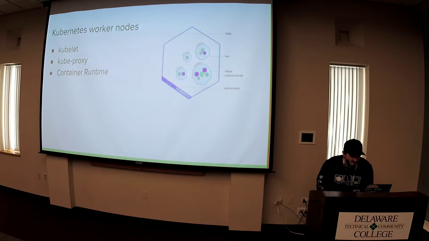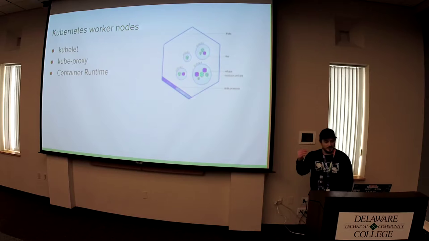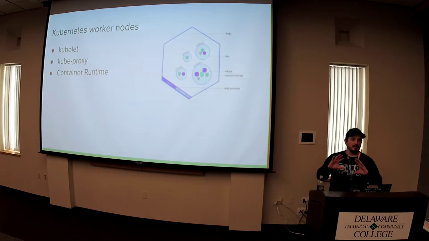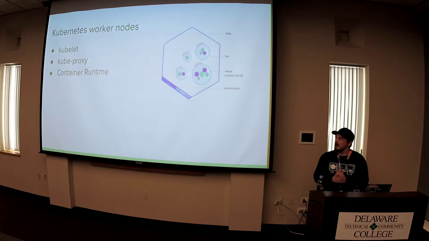All right, the Kubernetes worker nodes. On each of your worker nodes in your environment, you have these three components that run on it. You have the kubelet, the kube proxy, and then your container runtime. I said before, Docker is basically an ecosystem now. It's not really just for containers, right? The container runtime is an abstracted daemon that talks to whatever container API you want to use.